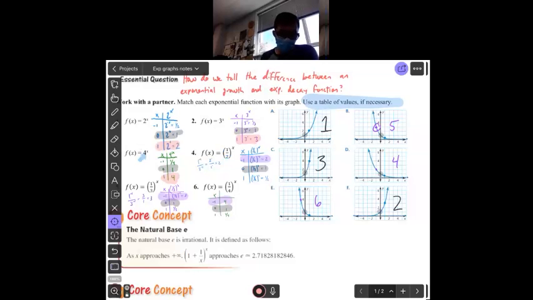So growth functions have base values that are bigger than 1. And decay functions have base values that are less than 1 but bigger than 0, not negatives. Decay graphs go down from left to right. Growth graphs go up from left to right. How do we tell the difference?